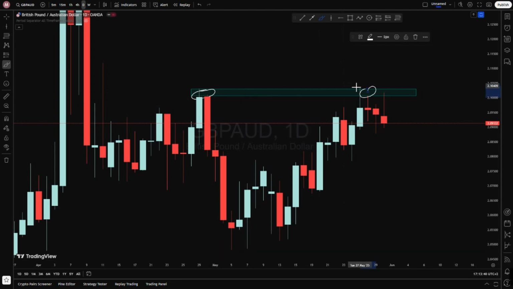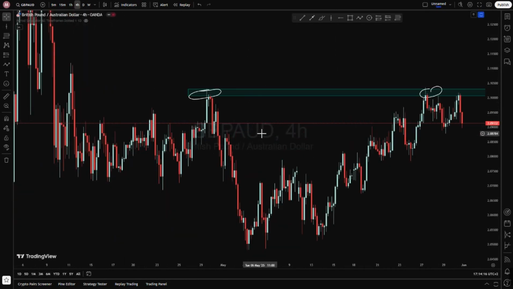We now have a double top pattern right here. With a double top pattern, this is a reversal pattern. So here, price tapped into this level and started pushing to the downside, right? Now price is back again at this level. This means that we are going to expect price to start dropping, because this is a double top. Now let's scale down to the 4-hour time frame and see what we have.